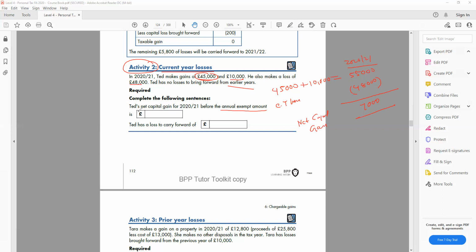So the first question, the net capital gain, is 7,000. And does Ted have a loss to carry forward? We don't have any loss because our gain is 55,000, so it offsets all the loss of 48,000. We still have a 7,000 gain, so we don't have any loss to carry forward. So it will be nil. If my loss is more than the gain, we'll have some loss that will carry forward for the next period. All right, let's move on to the next one.